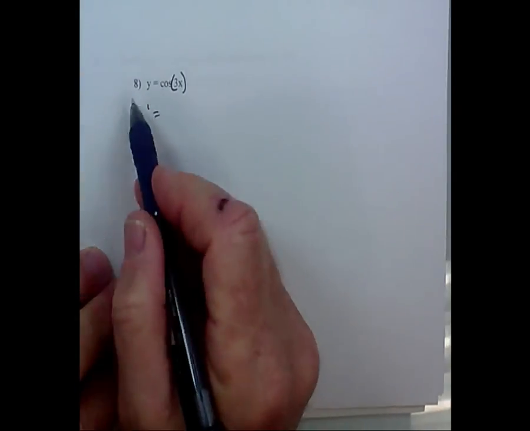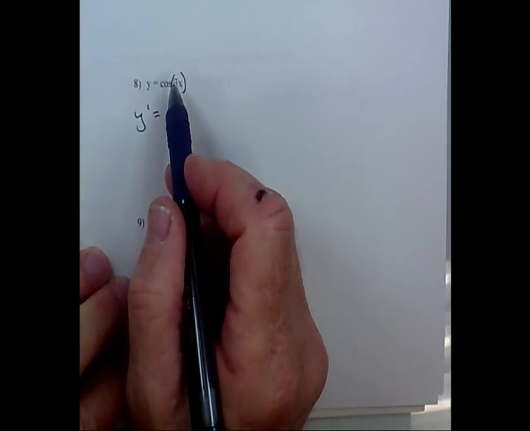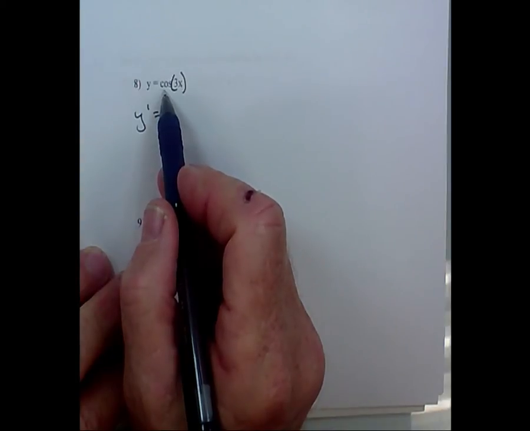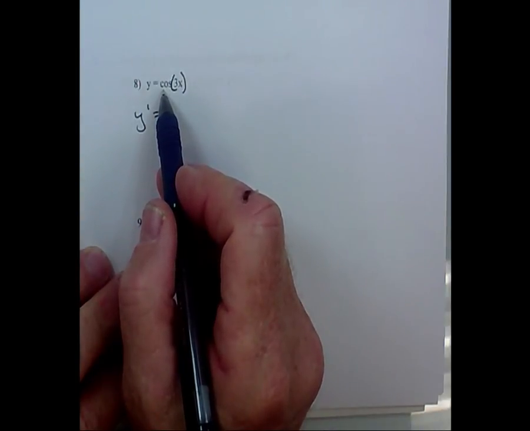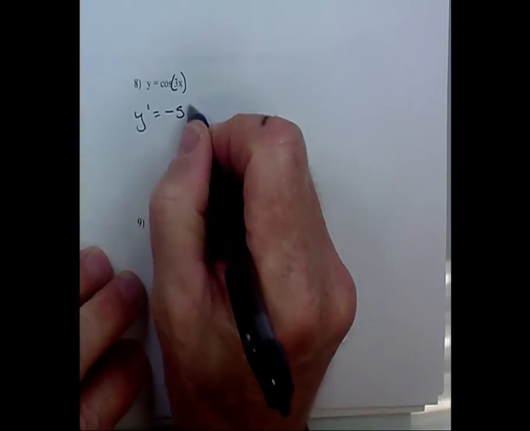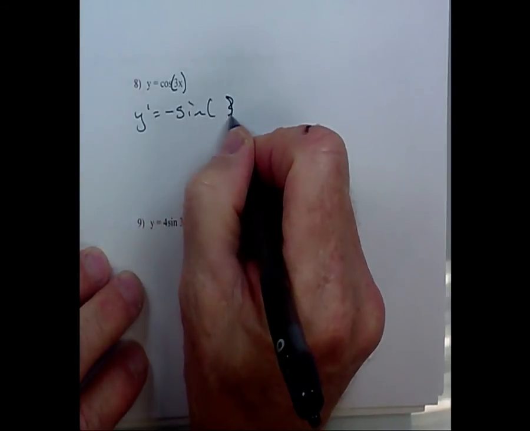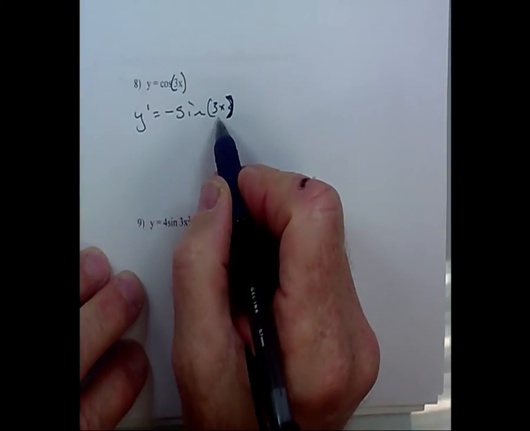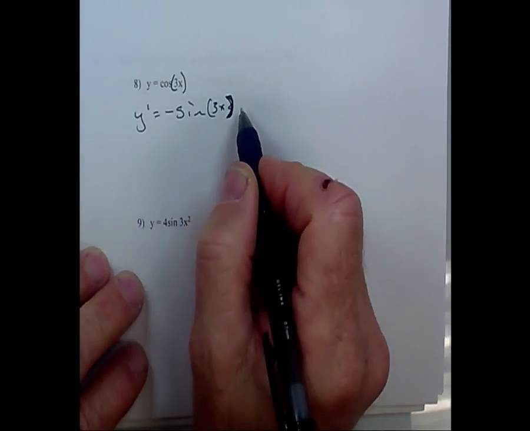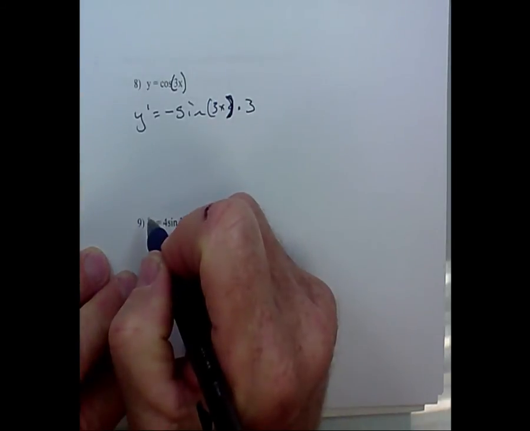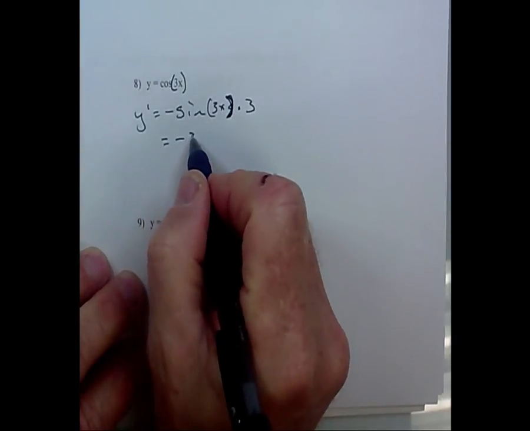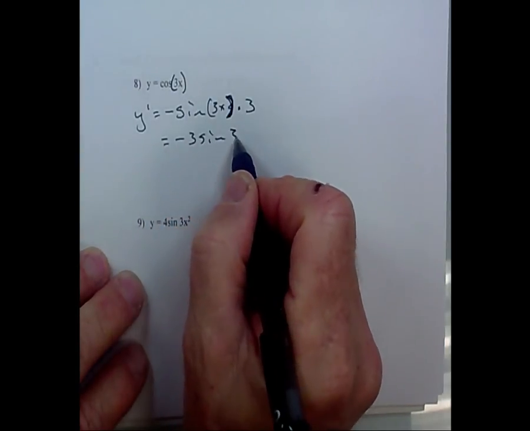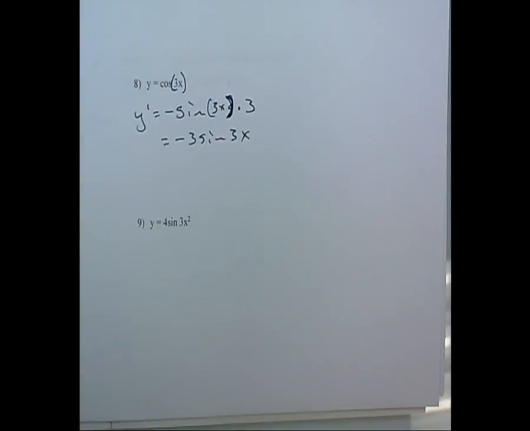So you don't have a power to do anything here. You simply have to take the derivative of cosine. What's the derivative of cosine? Negative sine. So I'm going to write negative sine of 3x. And then you're going to come in here and take the derivative of 3x. And what's that? 3. So that's what it looks like. So your answer is going to be negative 3 sine of 3x. Are we okay with that?